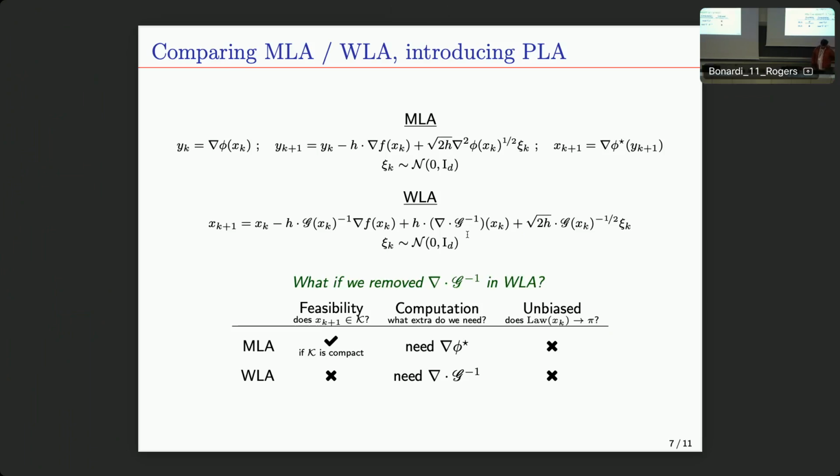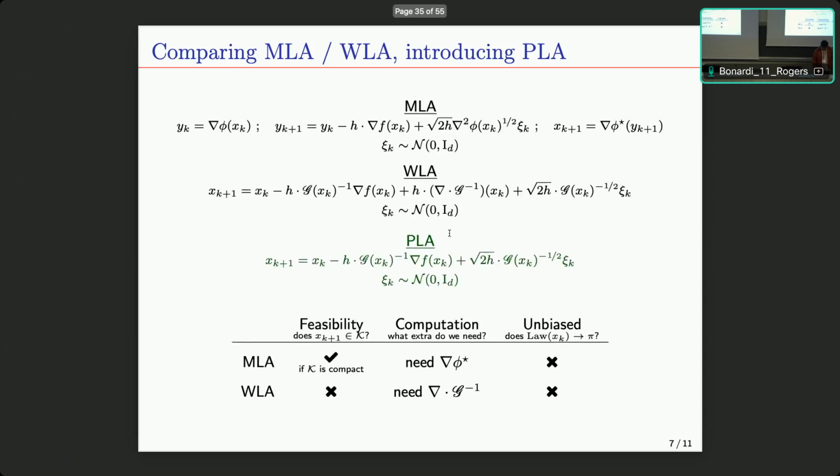So the main observation here is, what if we removed this problematic divergence term in the WLA? What is the algorithm that we get, and can we actually use it for sampling? This gives rise to the PLA, and this is nothing but the WLA, but without the problematic divergence term. And while it is still not feasible and it is not unbiased, there is no overhead in terms of computation that you need to implement it.